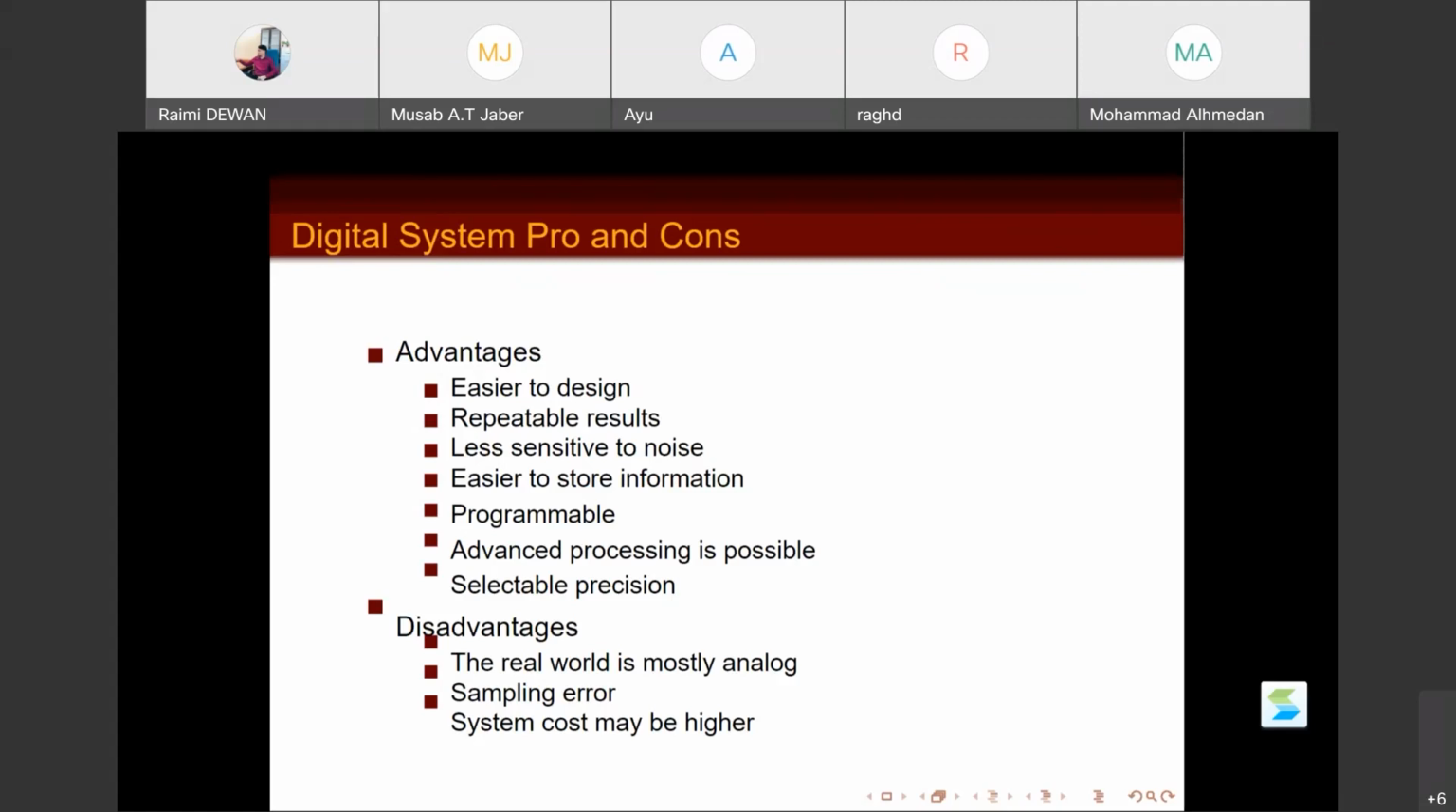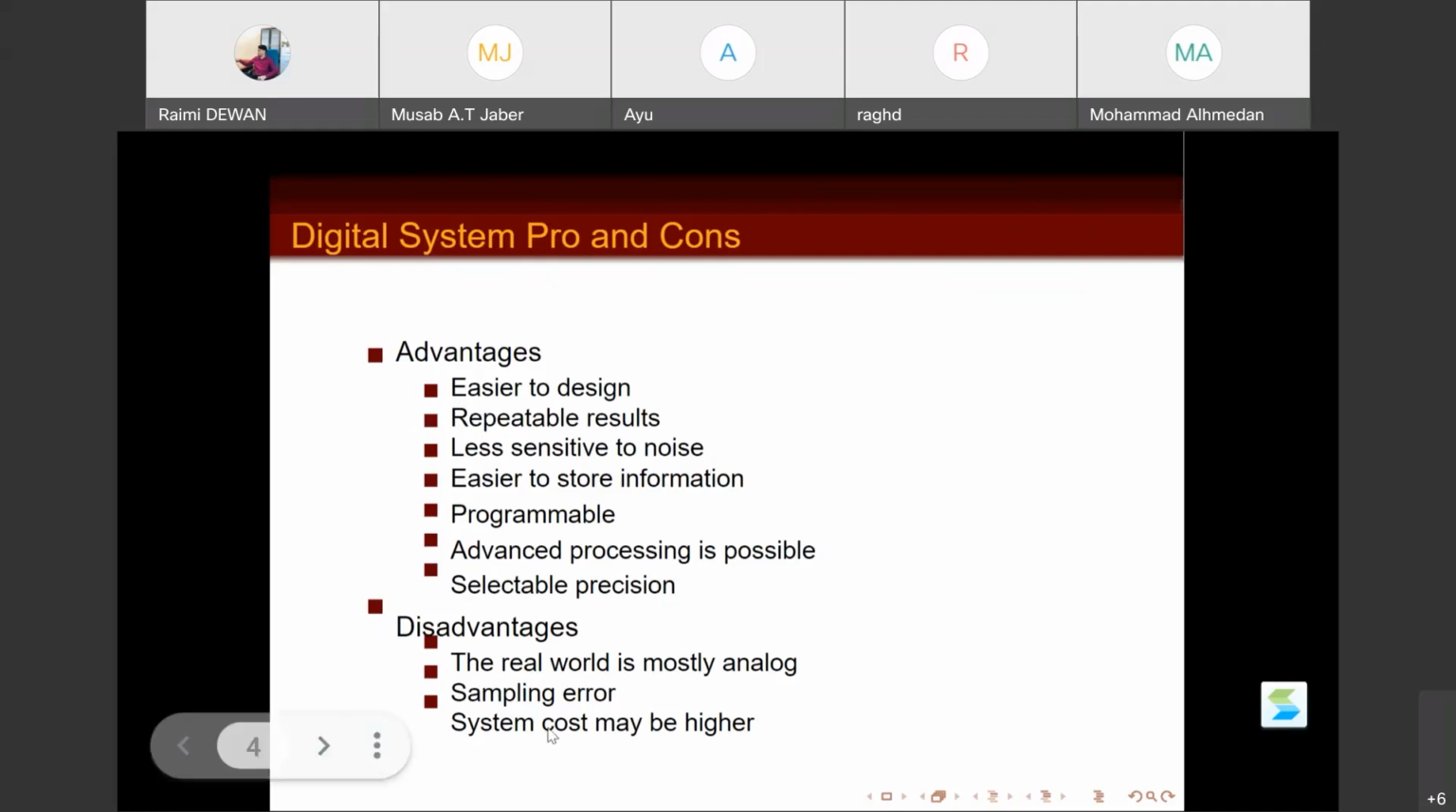Okay, we don't know that because we already say 1 to 3 volt is equivalent to binary 0. But analog has more information. When we convert from analog to digital, we need to do some processing, and maybe it is not really an accurate representation of the analog.